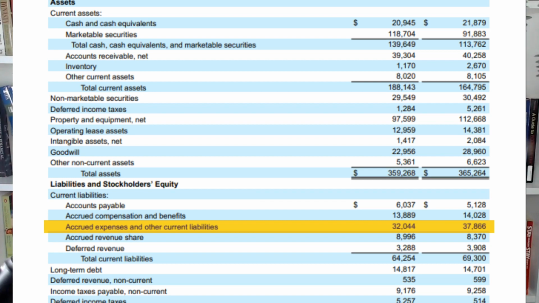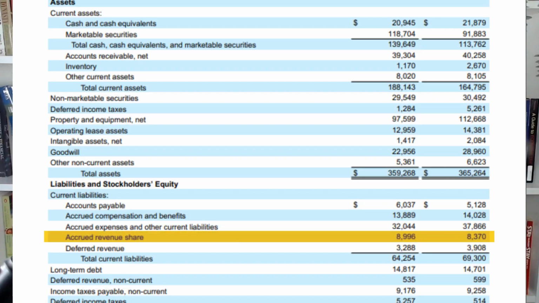Accrued expenses and other current liabilities include costs such as current portion of operating leases and other long-term debt. For example, if a company owes a loan with a maturity of 10 years, accrued expenses will include the current portion of that loan, which is the sum of all payments due over the following 12 months. The long-term portion of this debt will be included in the long-term liabilities.